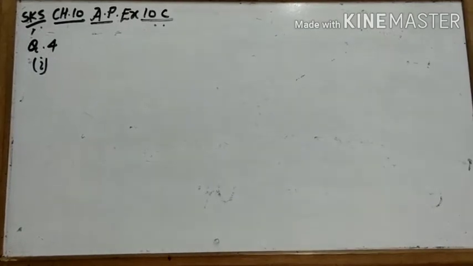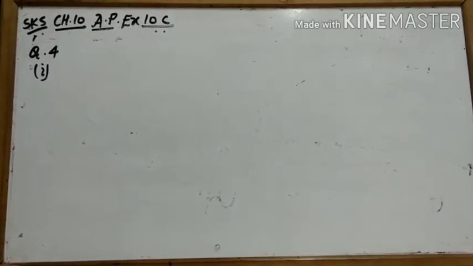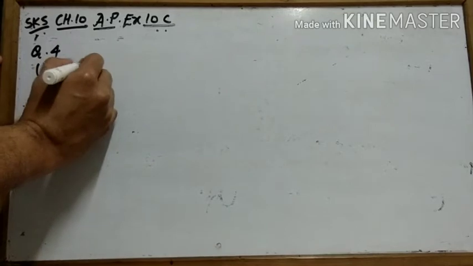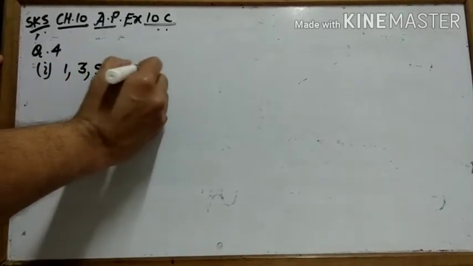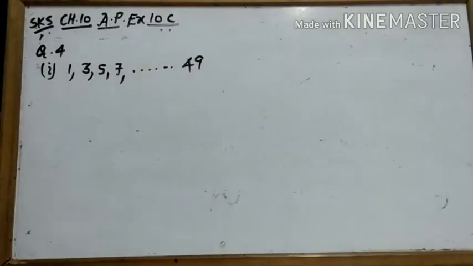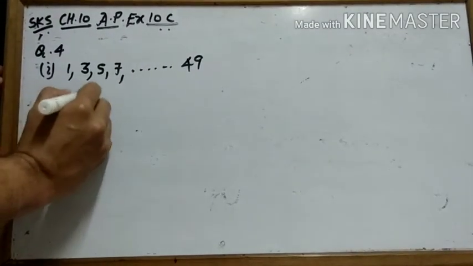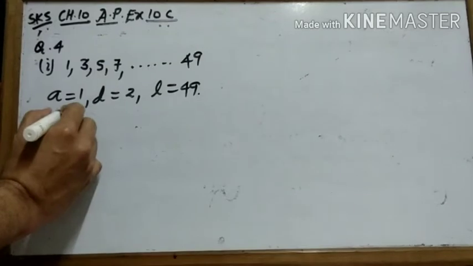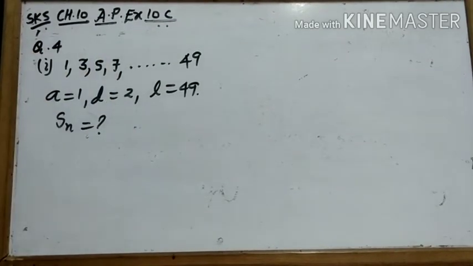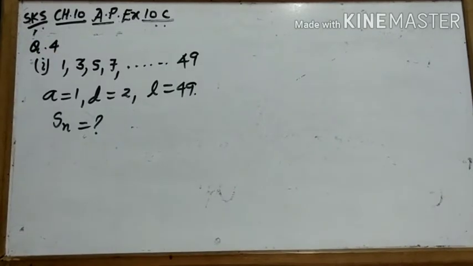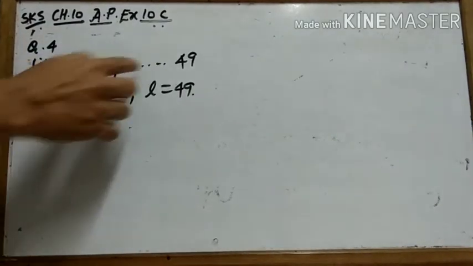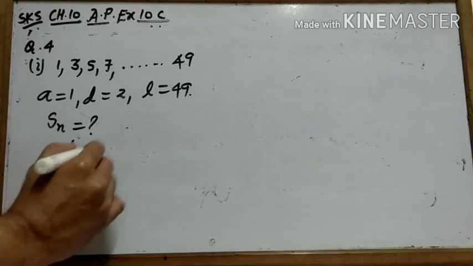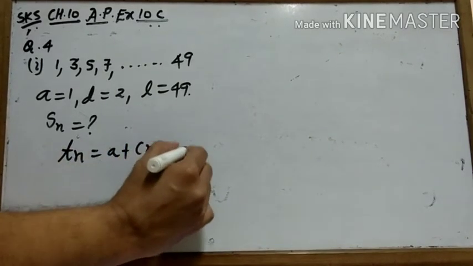The sub question first states: find the sum of all odd natural numbers less than 50. Odd natural numbers less than 50 would be 1, 3, 5, 7, and the last number would be 49. So here A is 1, common difference is 2, last term is 49, and we are supposed to find out the sum of all terms present over here. I do not know how many terms are there. Please do not start counting 1, 2, 3, 4 likewise. You can find out the value of n very easily. Let us see. Tn is equal to A plus n minus 1 into D.